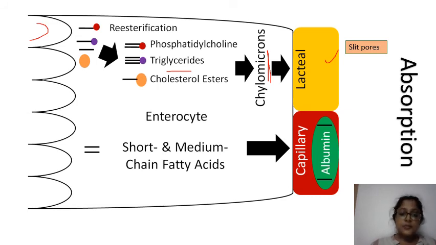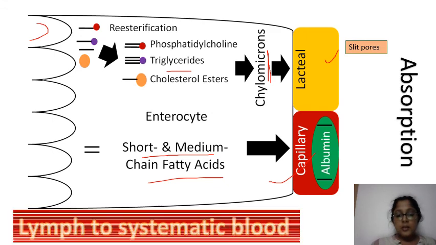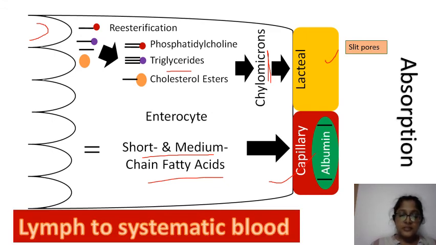The fatty acids which are of short and medium chain, that is below 12 carbons, move directly into the capillary, and they move into the systemic blood with the help of lymph. So all these fats move directly into the lymph and then into the systemic blood.